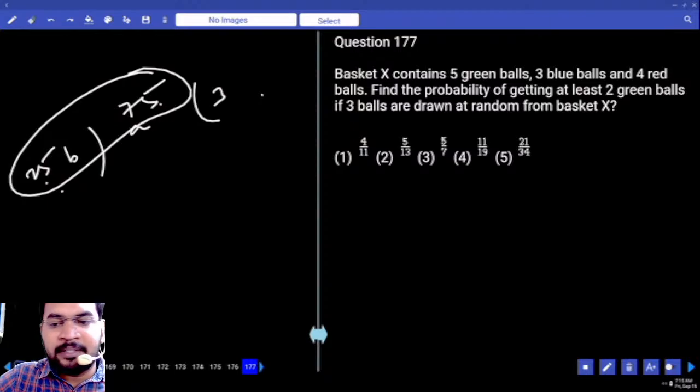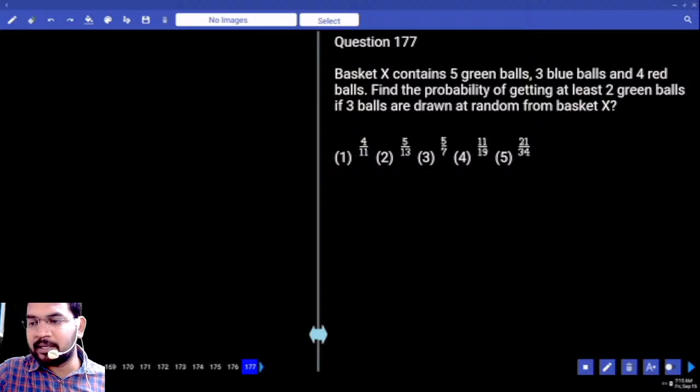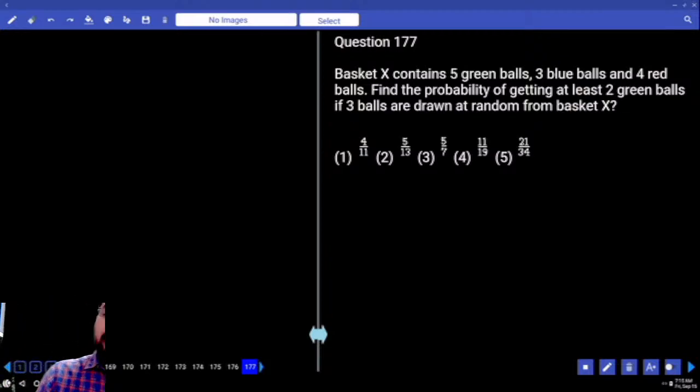Basket X contains 5 green balls, 3 blue balls, 4 red balls. Find the probability of getting at least 2 green balls if 3 balls are drawn at random from basket X. Now observe carefully here. At least 2 green balls, 3 balls you are drawing. Are you clear or not? They are asking probability.